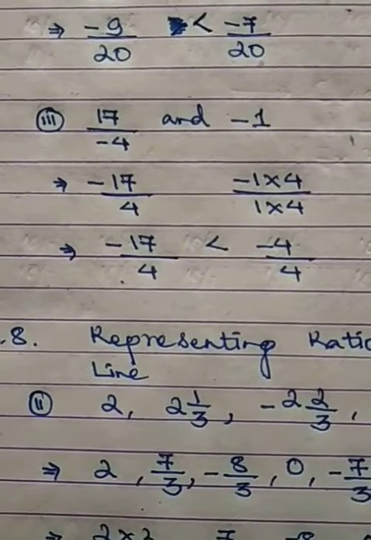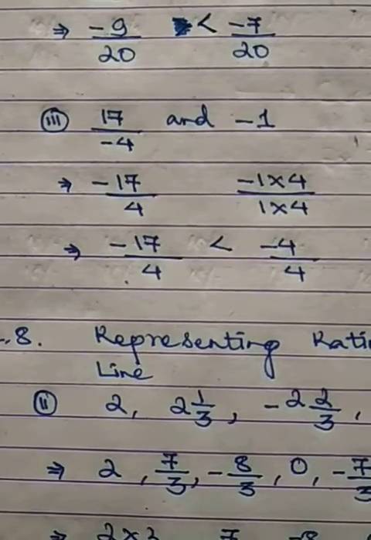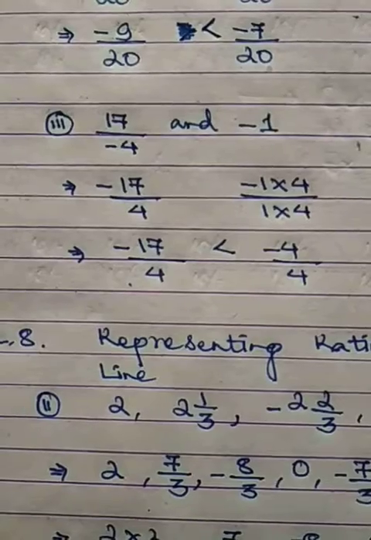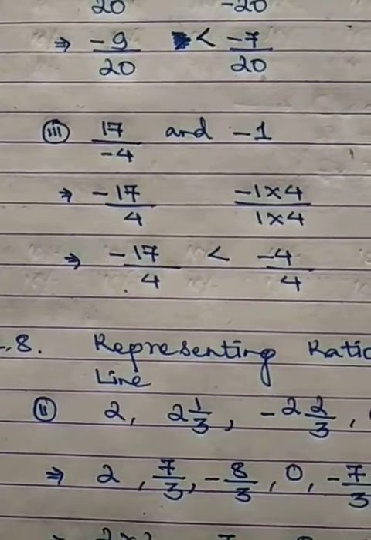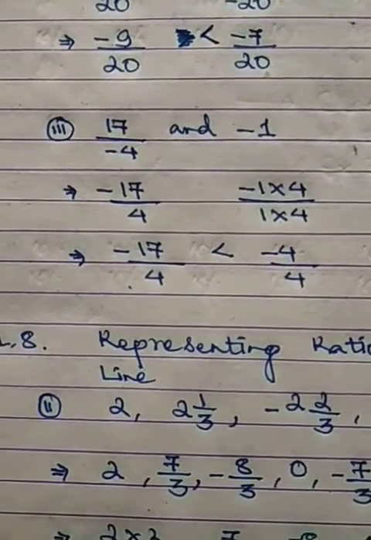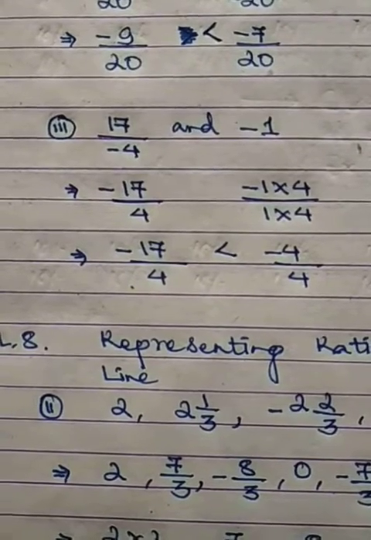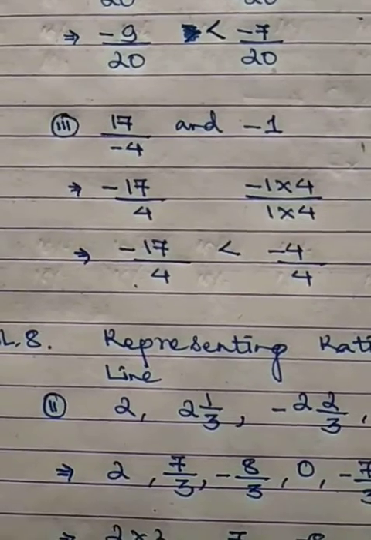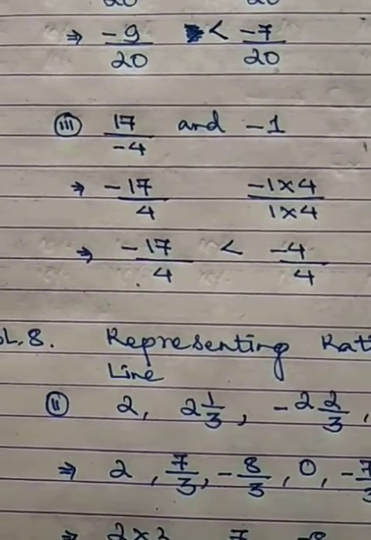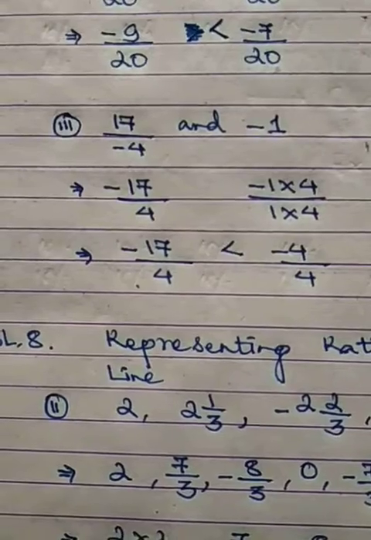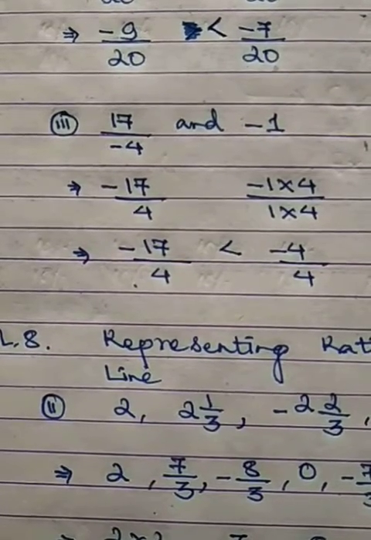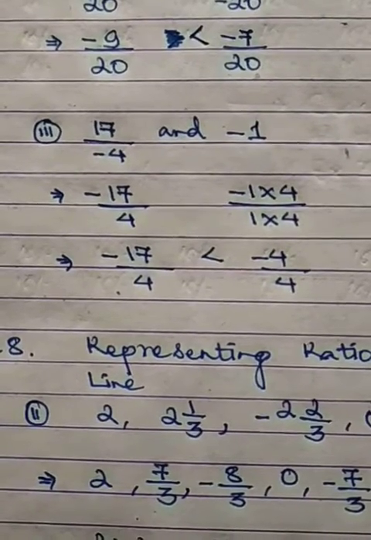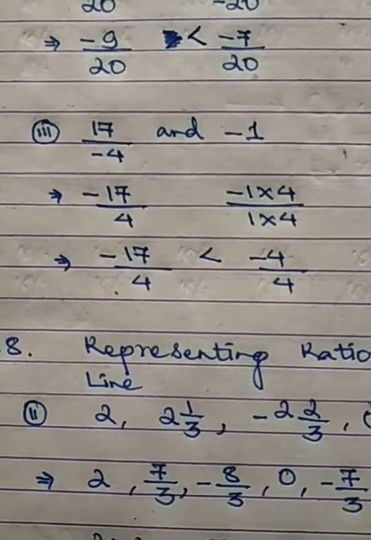If you take the LCM of the denominators, you got 4 and 1, so the LCM will obviously be 4. So the first term here will remain as minus 17 divided by 4. As we know, the negative sign we can take to the numerator. So I have taken the negative sign to the numerator, so the first term is minus 17 divided by 4, and the second term we have is minus 1 by 4, that is 1 into 4 divided by 1 into 4.